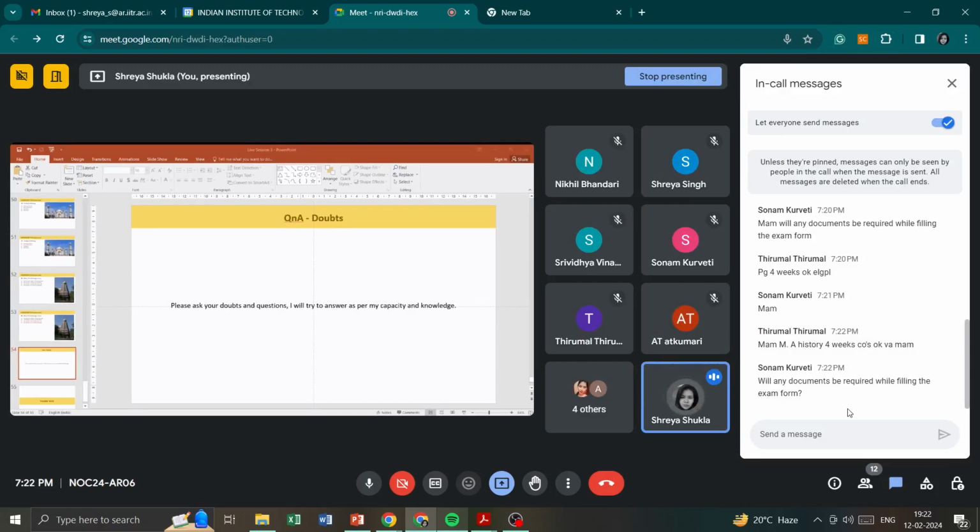Will any documents be required while filling the exam form? That I'm actually not aware of, Miss Sonam, because I am here as a TA, especially regarding the understanding of the course. These administrative matters I am not very clear of. But if you want to know, you can email NPTEL and ask them directly.